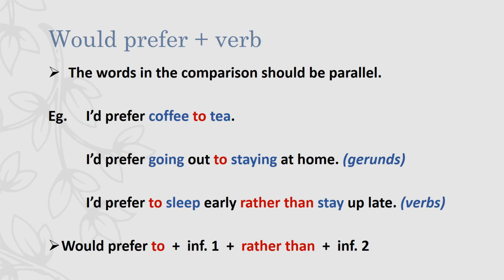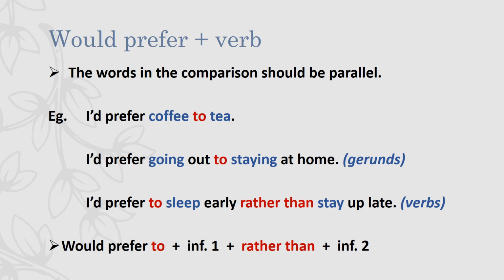Now what if I want to express a preference using a verb? In this case I cannot say I prefer, I have to say I would prefer. So the rule here is would prefer plus verb. It has a certain structure, we'll understand it in detail. Take care that the rule says, generally speaking, the words have to be parallel.